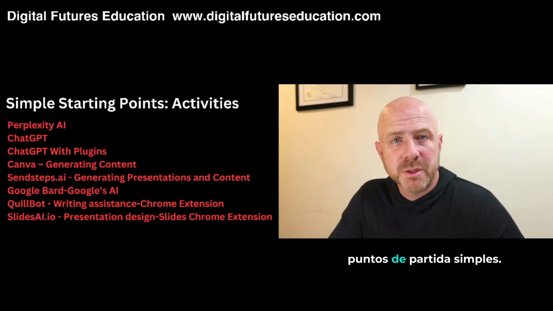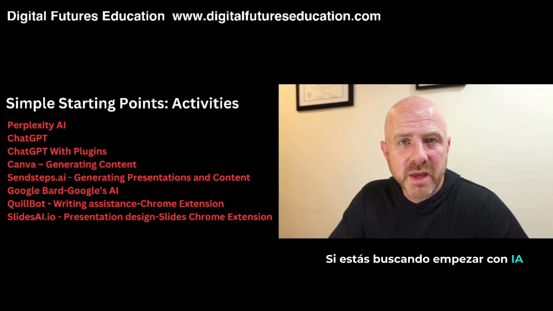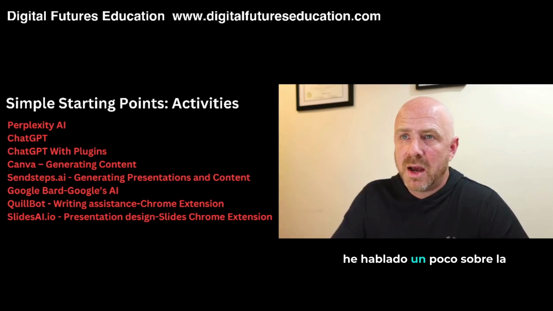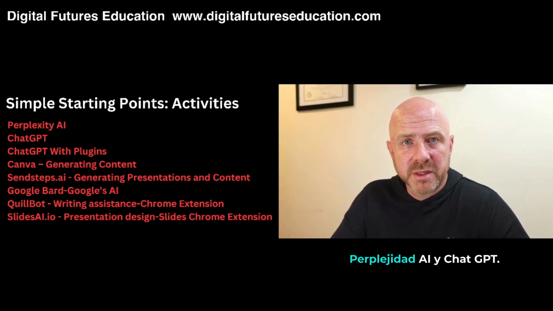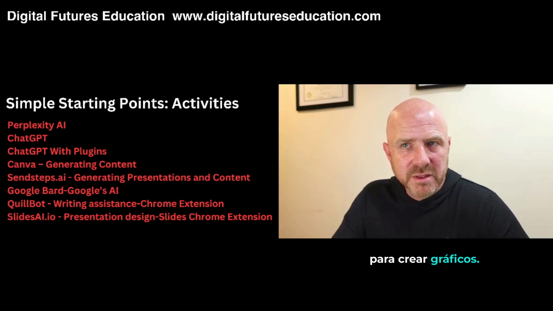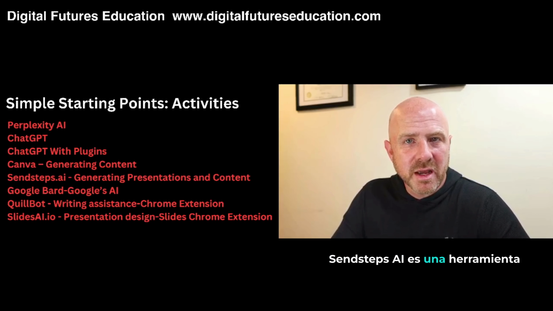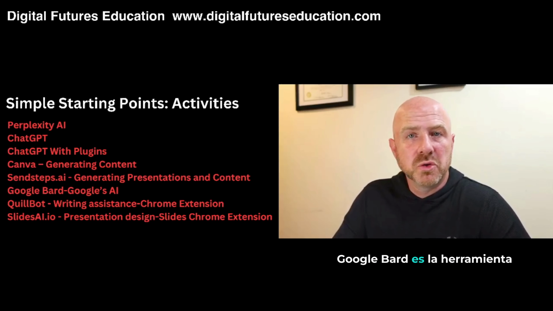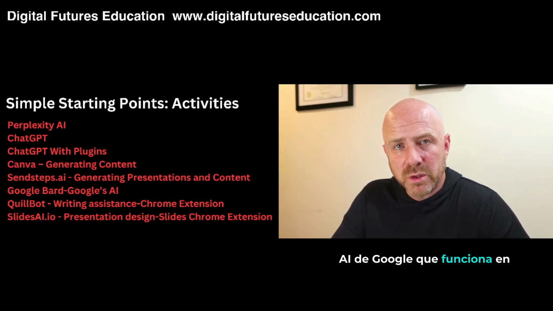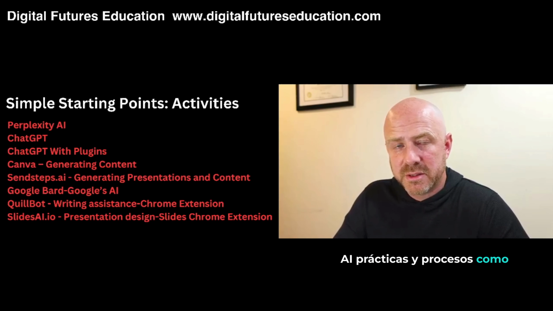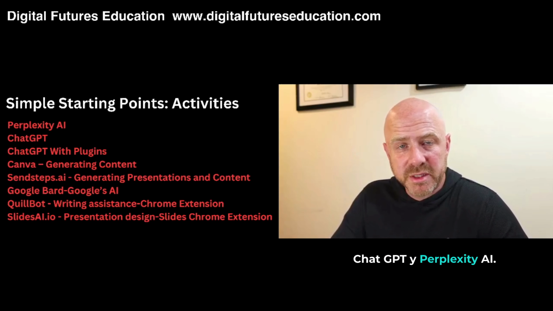I want to provide some simple starting points if you're looking to get started with AI in the classroom or in your own personal use. I've, of course, spoken a little bit about Perplexity AI and ChatGPT with plugins, Canva for creating graphics, SendSteps.ai is a tool for generating presentations and content. Google Bard is Google's AI tool, which works on some of the same generative AI practices and processes as ChatGPT and Perplexity AI.